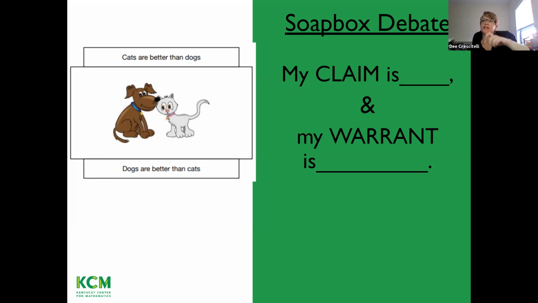So I'm going to ask you to state your claim again, but do my claim is what you said, and then your warrant as one distinct sentence. You've got a sentence. So, retry. My claim is dogs are better than cats.